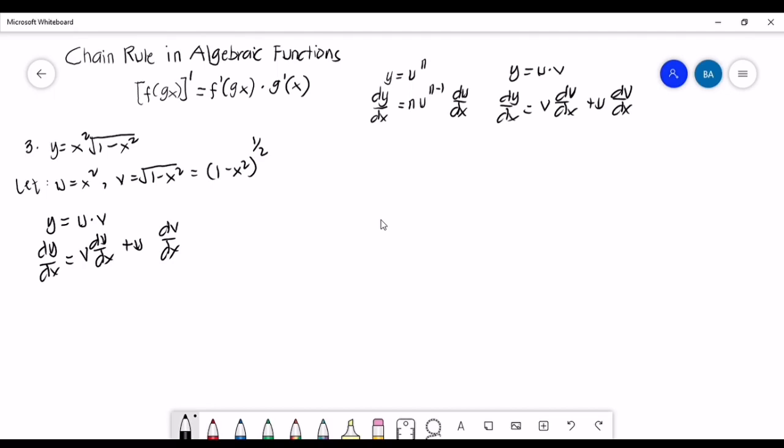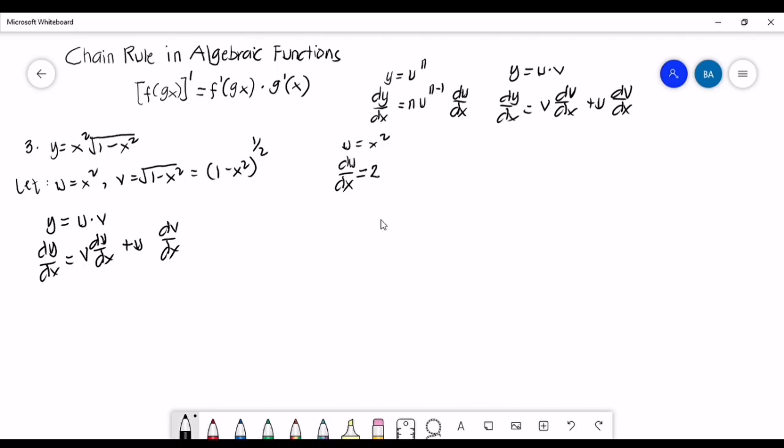But we need to find du/dx first. To solve for du/dx, our u is equal to x squared, so we now need to find the derivative of u with respect to x. The derivative of x squared is just a basic application of the power rule.